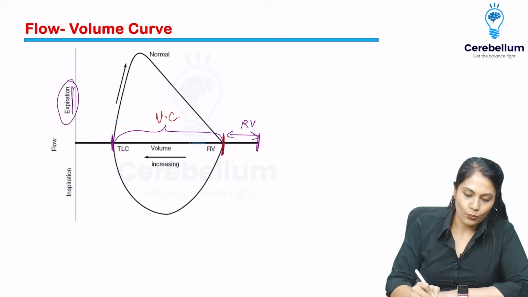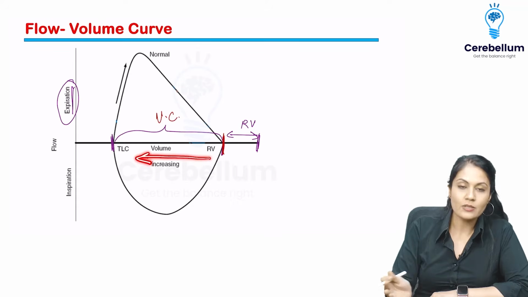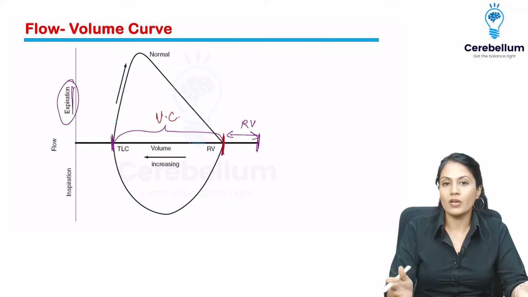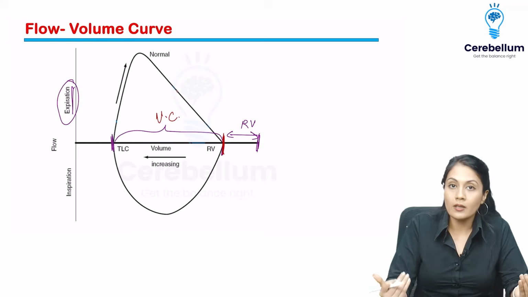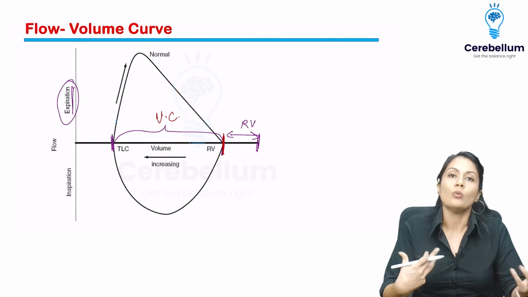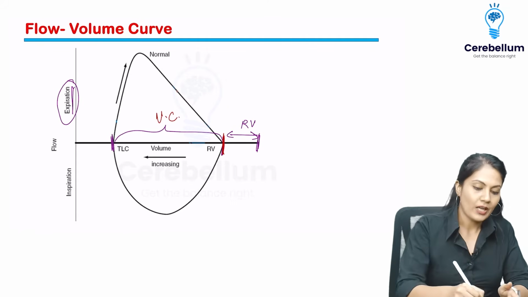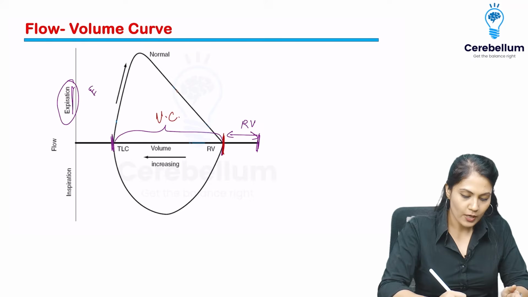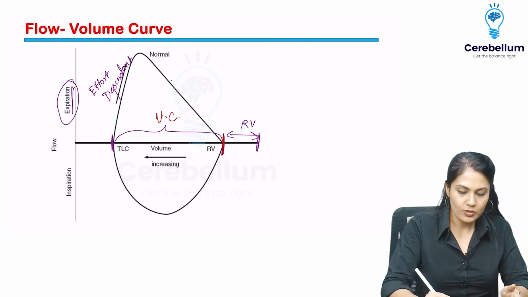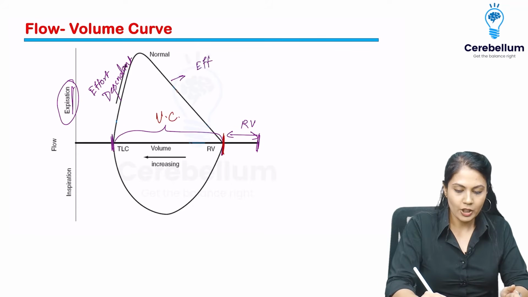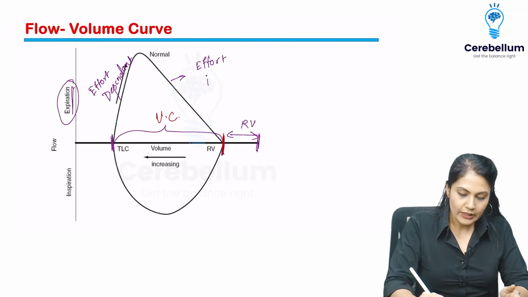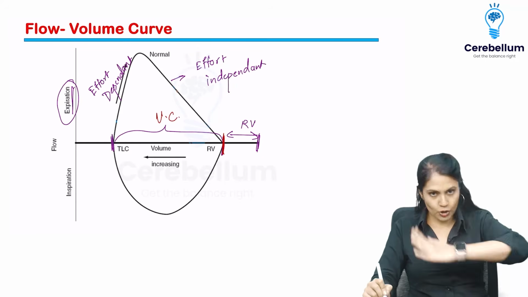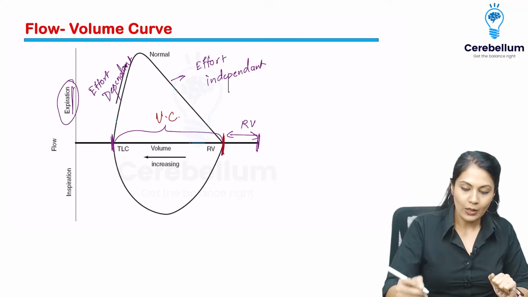And the second thing I want you to notice over here is that as we go from the right hand side towards the left hand side, the volume is increasing. It is the reverse of most of the graphs, right? Now, please remember the first part of expiration is going to be effort dependent. D comes first, and then comes the I. And the later part is going to be effort independent. And the inspiration is going to be in the downward segment.